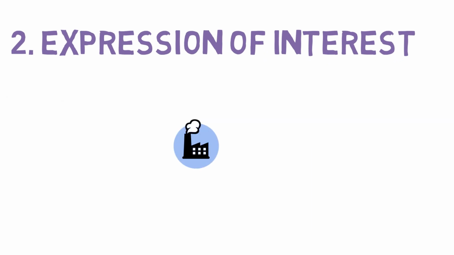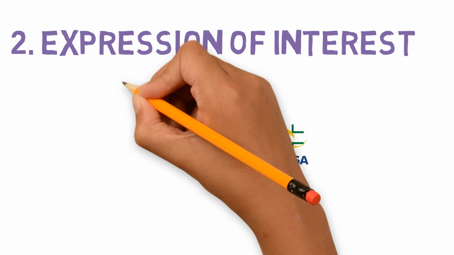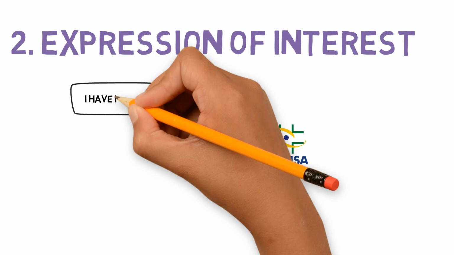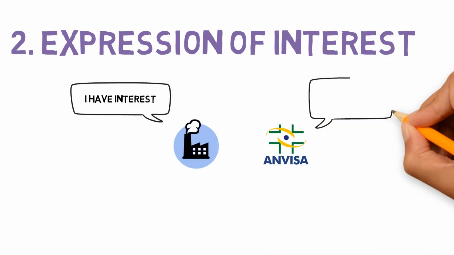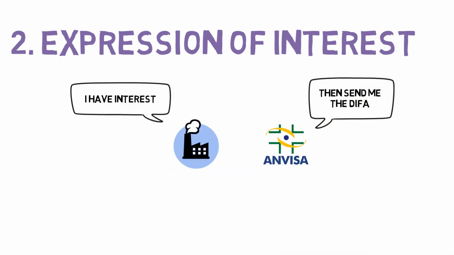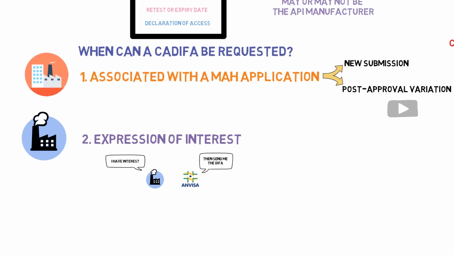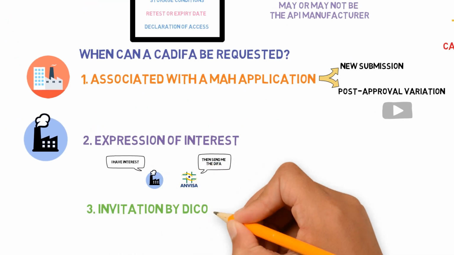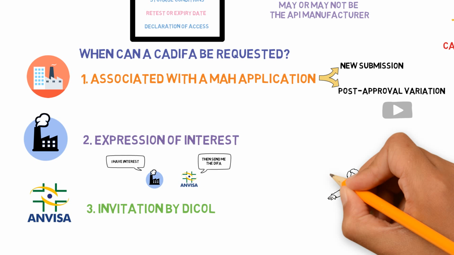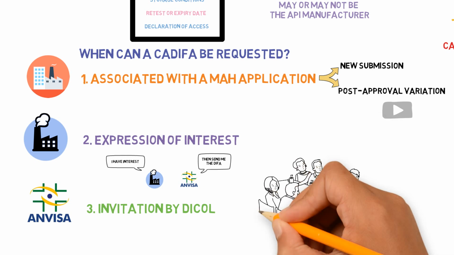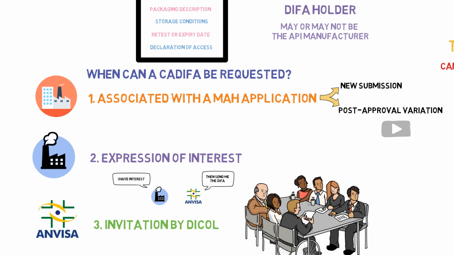In this case, the DIFA holder will first inform Anvisa of its interest and then wait for Anvisa to request the DIFA to be sent. And the third situation is through invitation by decal, when Anvisa Board of Directors invites DIFA holders of a certain API to apply for a CADIFA.